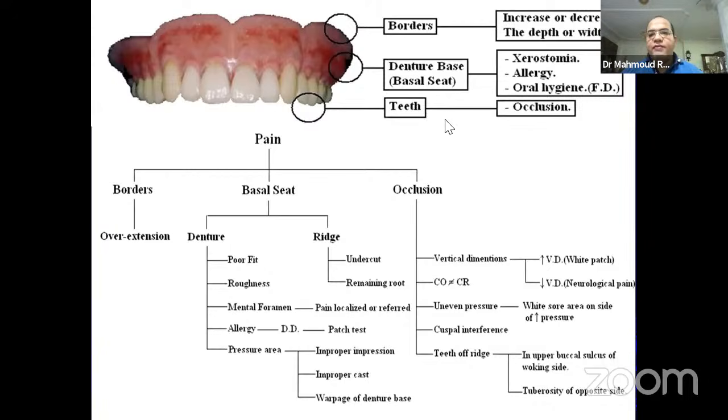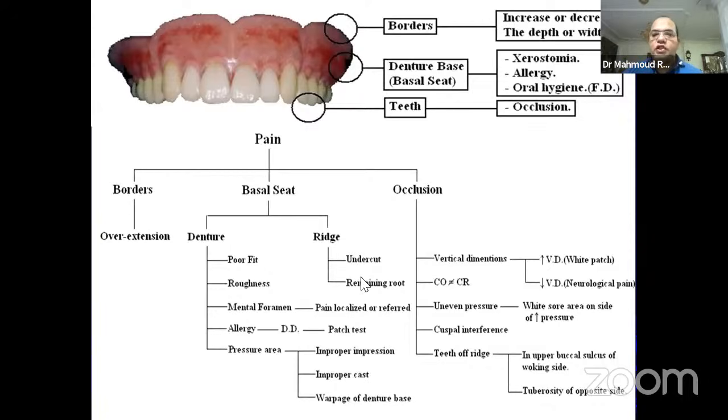The problem may come from teeth, like occlusion, and we will discuss every term like this. Border, like we said before, overextension. Basal seat from the denture, as we said, or from the alveolar ridge. The problem may be in the denture that the lab made, or from the alveolar ridge of the patient.